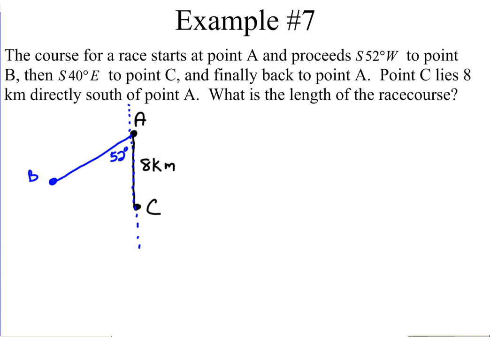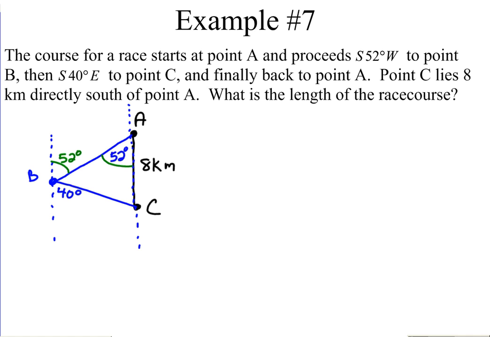From point B, we go south. So again, we need our north-south line. This time 40 degrees to the east to get back to point C. So this angle right here is 40 degrees. Now we need to use some parallel line properties. Our north-south lines that are dotted in here in blue are parallel lines. So this 52-degree angle right here and this angle right here are alternate interior. Those are equal angles. So that's also 52 degrees up there.